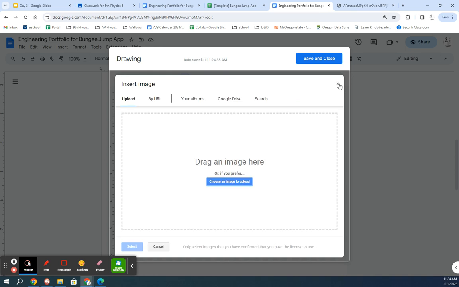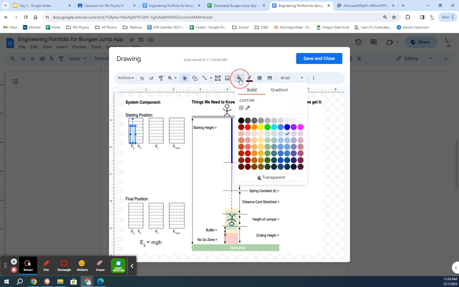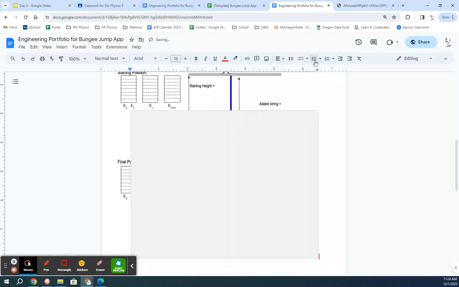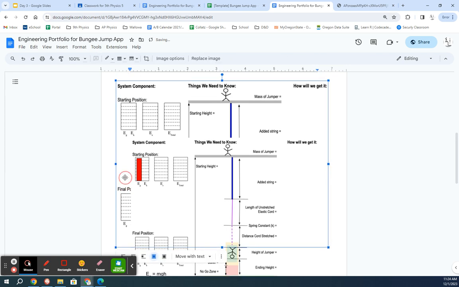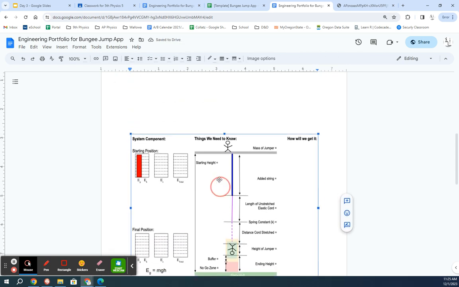We can also go ahead and fill in our energy diagrams. Again, how much gravitational, how much kinetic, color it, shape it, however you need to, and so on and so forth. And then you can save it that way. Again, I can get rid of my other one since I've done this one on top of it.